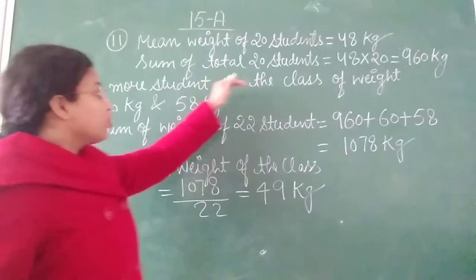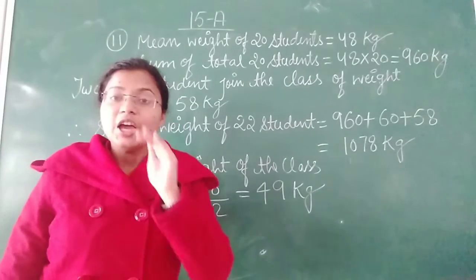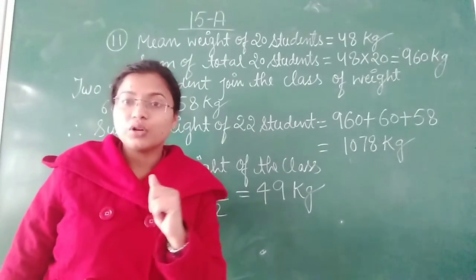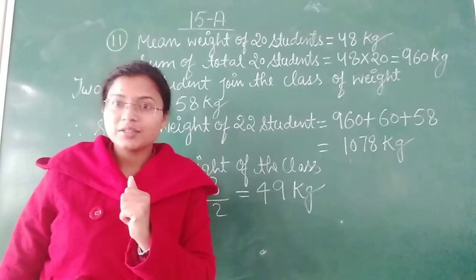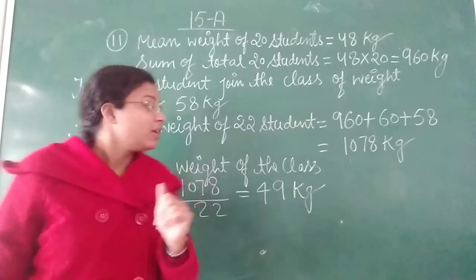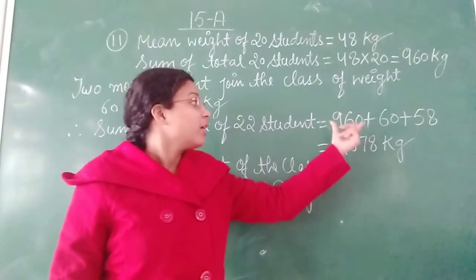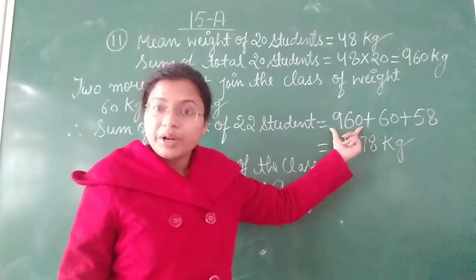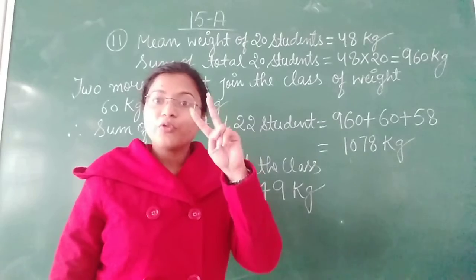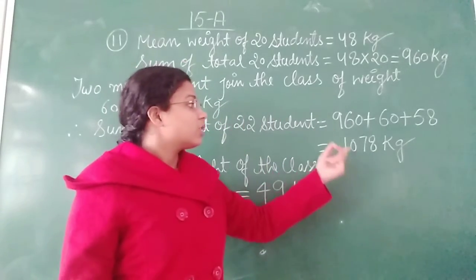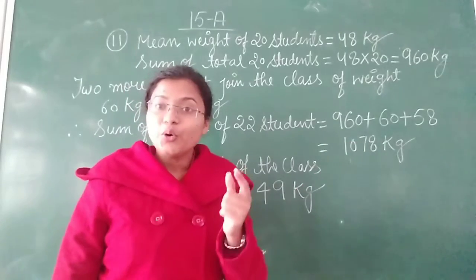Now, two more students join the class with weights 60 kg and 58 kg. Because they have also joined the class, their weight will also be added to the 20 students. Therefore, the sum of weights will be 960, the weight of 20 students, plus 60 plus 58, the weight of two more students. This will give you 1078 kg. This is the total weight.